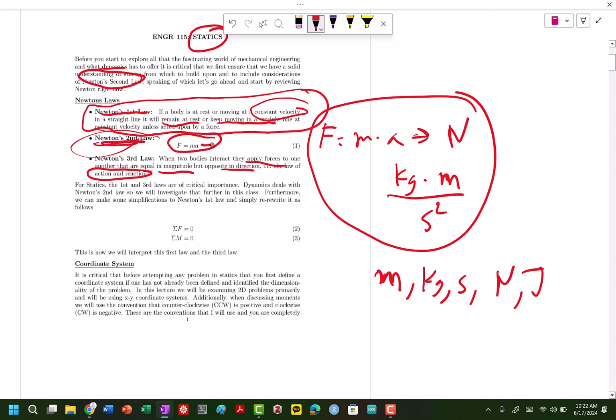Here in statics, we're always going to set this equal to 0. So our critical set of equations that we're going to work with constantly is that the sum of the forces and the sum of the moments must be equal to 0.